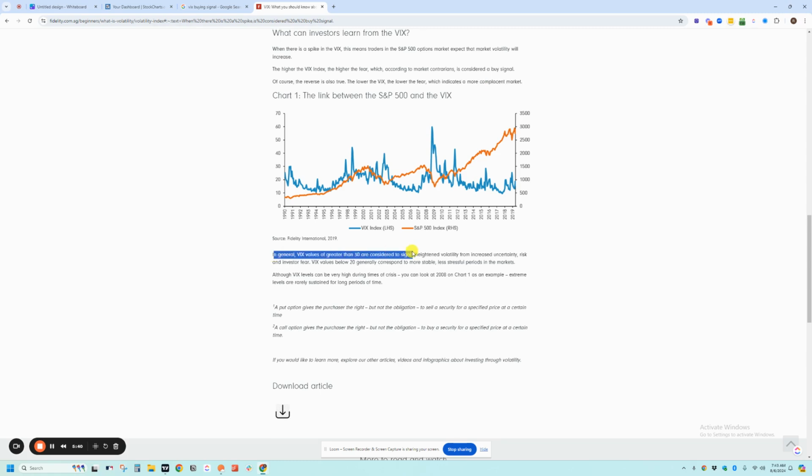In general, VIX values greater than 30 are considered a heightened sense of fear. So anything greater than 30 means they're scared. Anything lower than 20 is more stable.